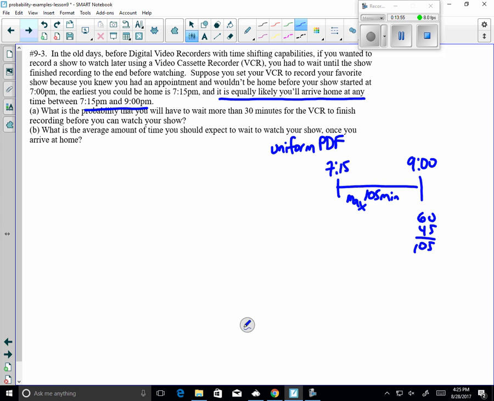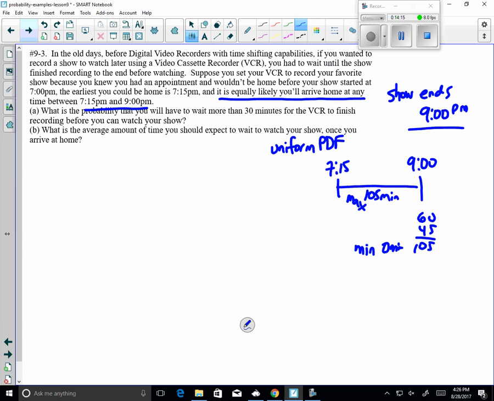So the implication here is this is a 2-hour show. Let's make the assumption that the show ends. I think the problem should have stated that. The show ends at 9 p.m. We're going to make the assumption that that's true. Okay, so the minimum amount of time we could wait would be 0 minutes if we walk in the door literally as the VCR is shutting off.